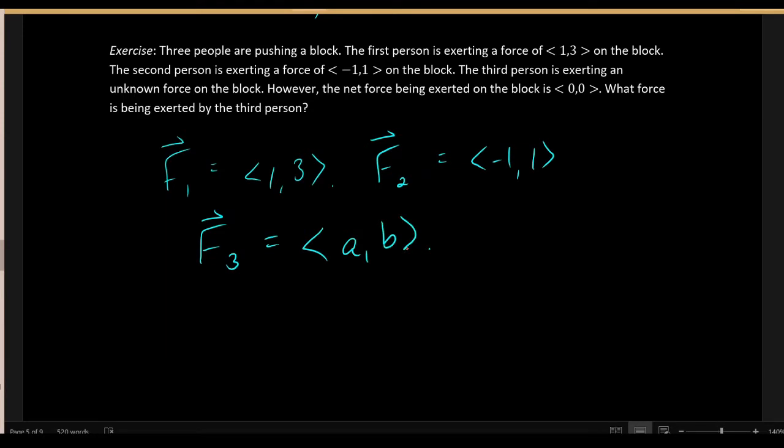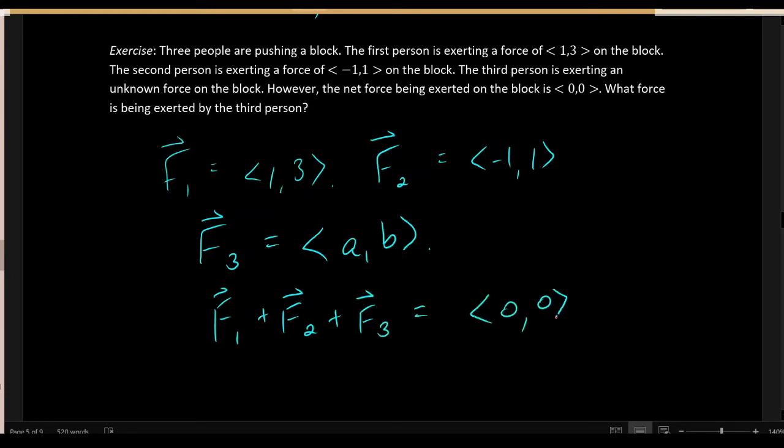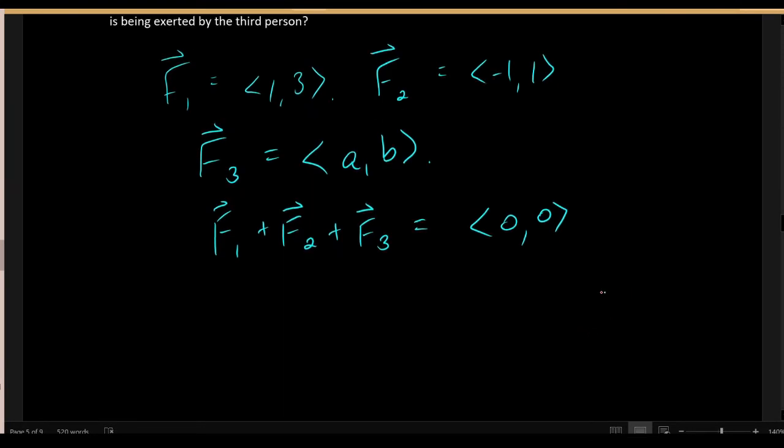Now we do know that the net force exerted on the block as a result of all 3 people is equal to 0, 0. So in other words, all 3 of these people working together are exactly canceling out everybody's contribution. So the question is, what on earth is this third person doing to completely cancel out the work of the first 2 friends?